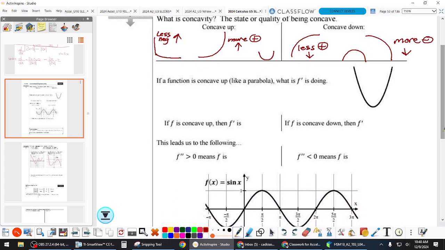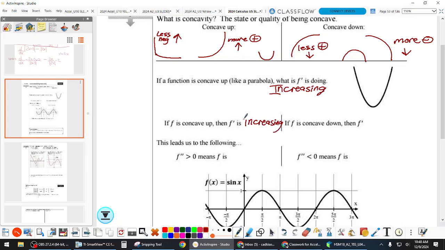So what is f prime doing? Let's just use a parabola. It takes care of both. Obviously it's concave up. But in a parabola, what is f prime doing as we go along the parabola? F prime. Okay, so it's increasing. So if f is concave up, f prime is increasing.